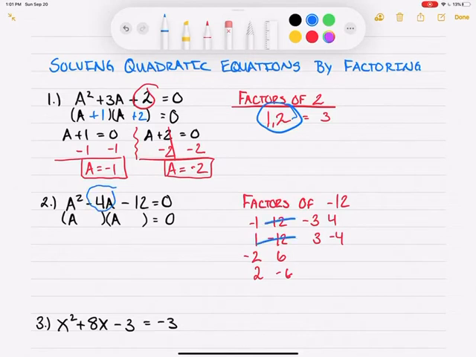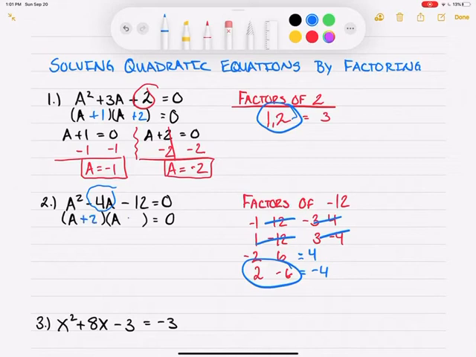Well, obviously these won't work. 3 and 4 are going to get me 7. So it's going to come down to these two. Negative 2 and positive 6. This is positive 4. Positive 2 and negative 6 gets me negative 4. So these are going to be the pair that I work with.